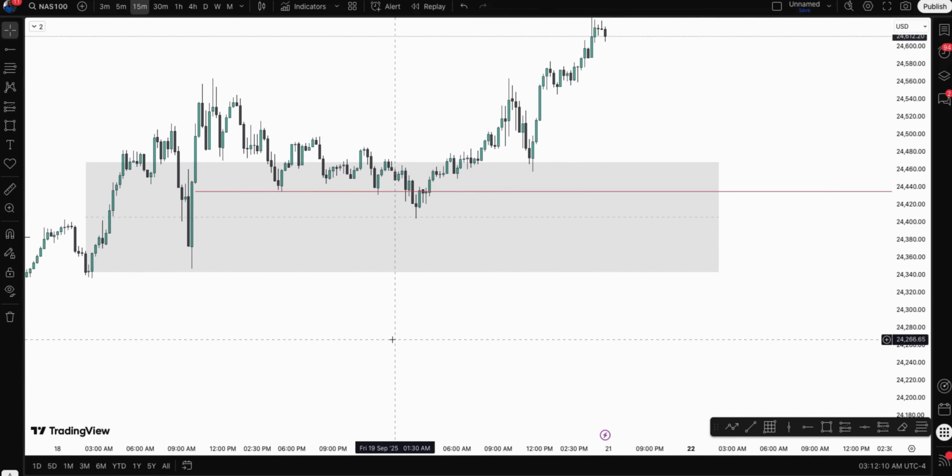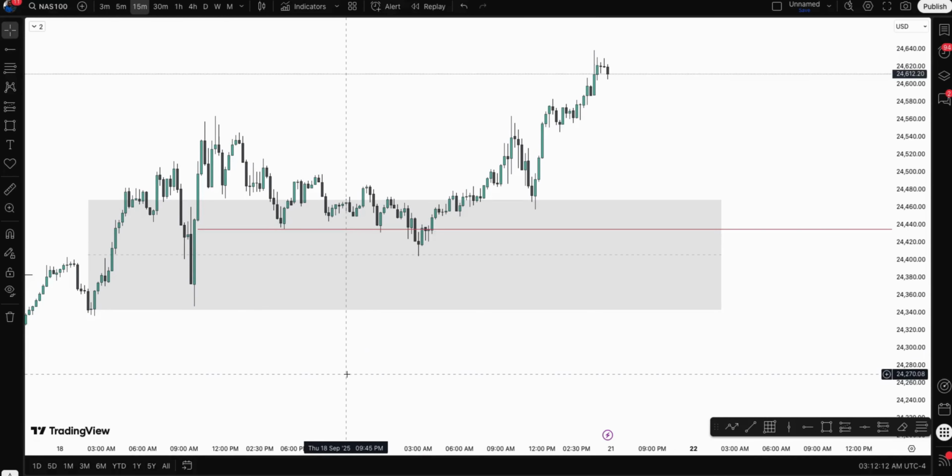This is a clear sweep of liquidity. Even if you're trading CRT, you're trading total soup, you're trading whatever you're trading, you need this. You need to know where the actual liquidity is. This is not about section high or section low or previous day high or previous day low.